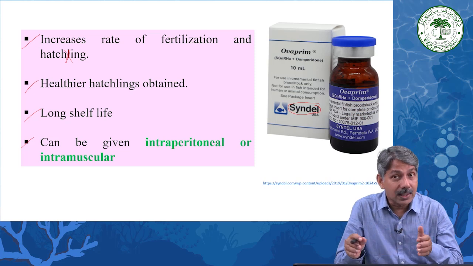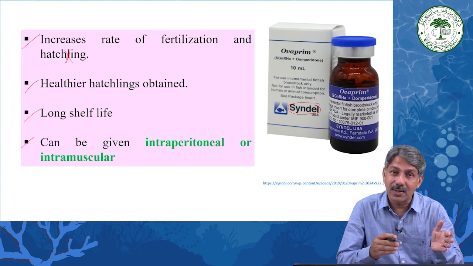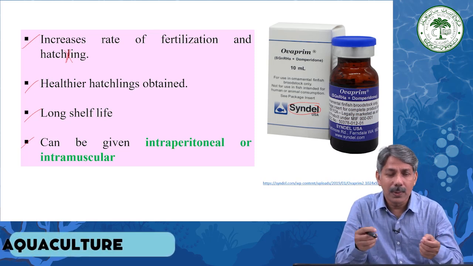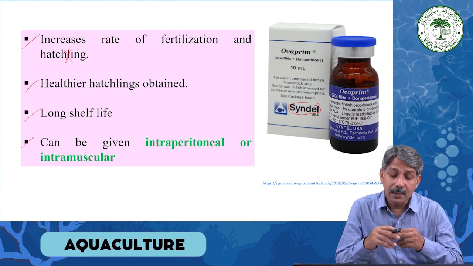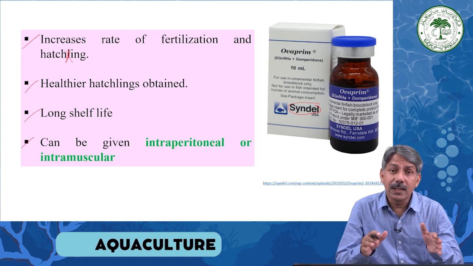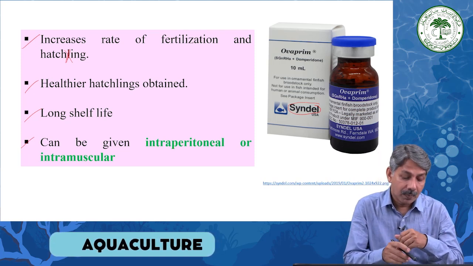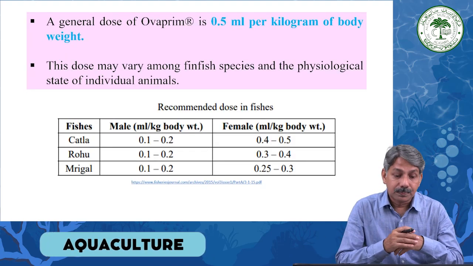And the injection is already prepared. You don't have to go for extracting the pituitary and then preparing the extract. Here, everything is prepared. Just take out the required volume and inject it to the fish. So, we get better reproductive performance while using overprim, and it is quite easy to use.